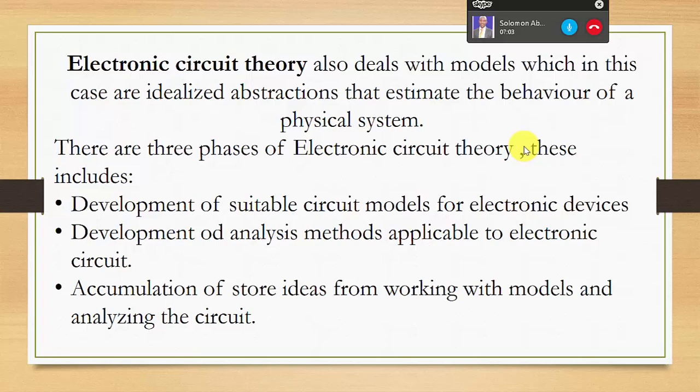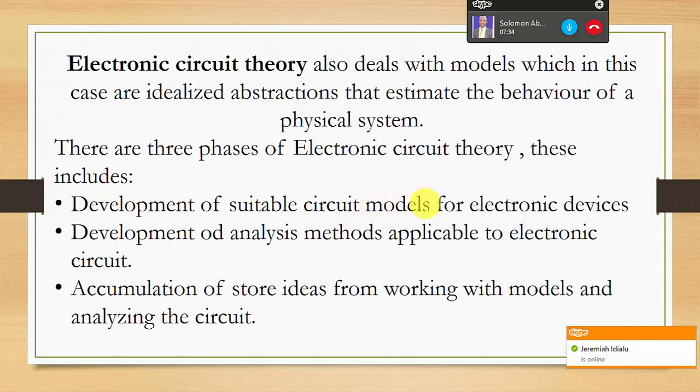There are 3 phases of circuit theory. These include the development of suitable circuit models for electronic devices. Number 2, the development of analysis methods applicable to electronic circuits. And number 3 is the accumulation of stored ideas from working with models and analyzing circuits. Slide number 5.